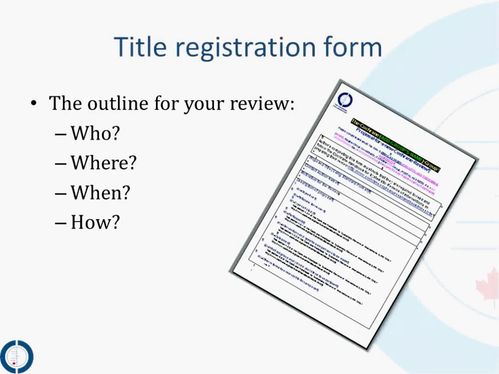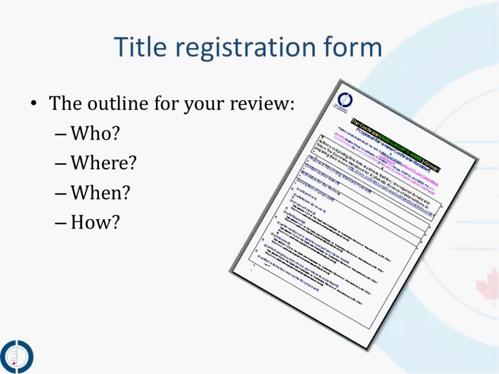At the title registration stage, you're going to be asked to complete a title registration form, which is also known as a review proposal form. This outlines your plans for the systematic review. Cochrane review groups need as much detail as possible to help clarify the scope of your proposed review and decide whether it should be registered.